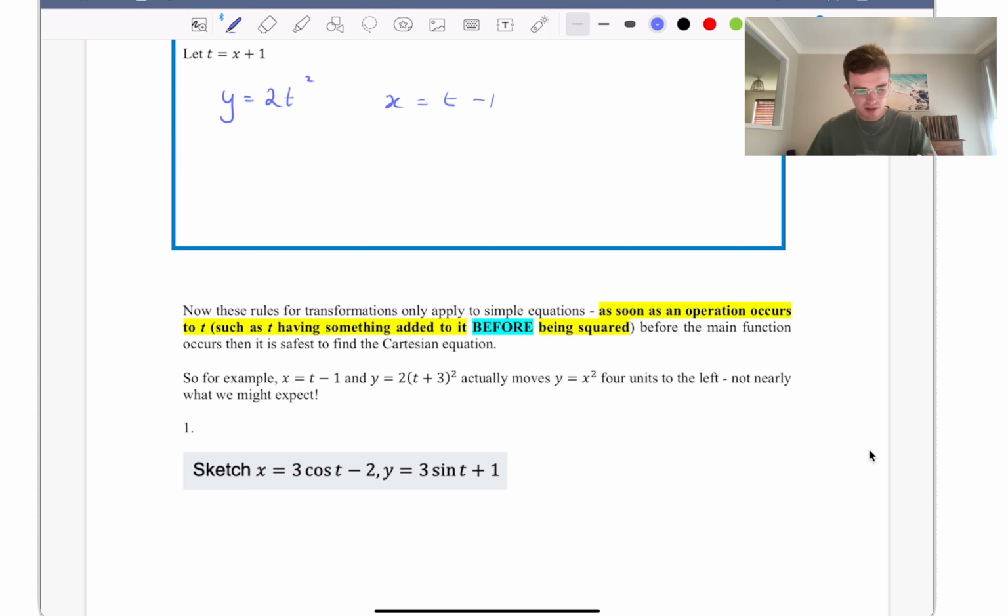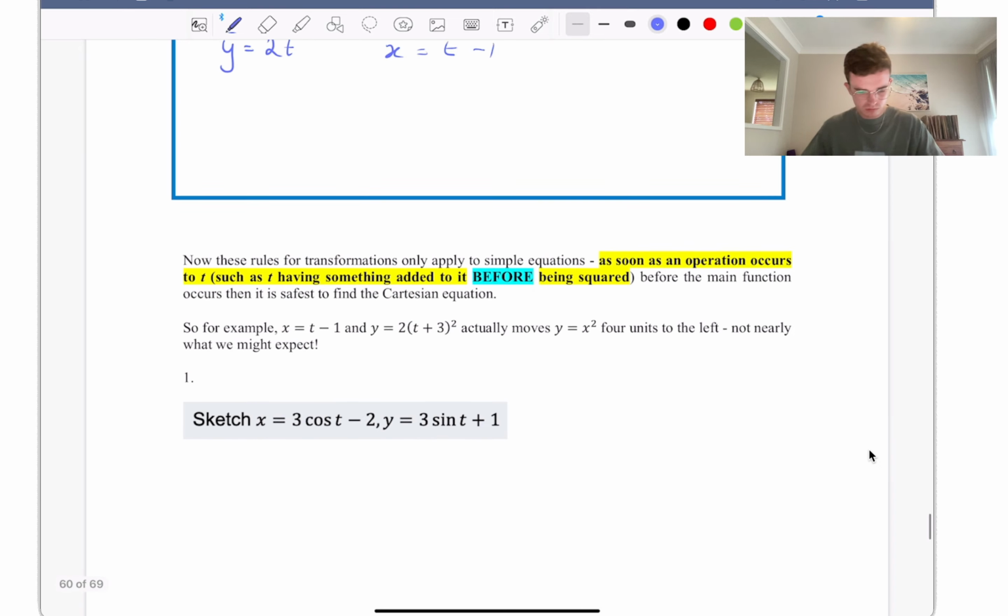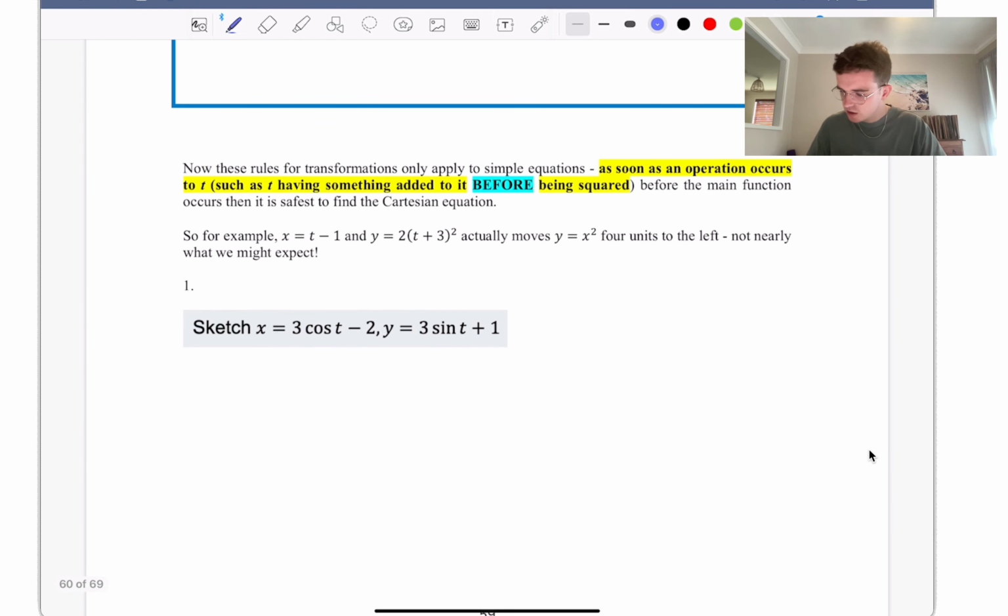So here we can see that something has happened to the t before it's been squared. We can only use these tricks if this was just x equals t here. So in each of these equations, nothing is happening to the t. The t has been left alone. The operation of t is not changing. So we can apply these simple tricks. If this was 2t here, it wouldn't work.